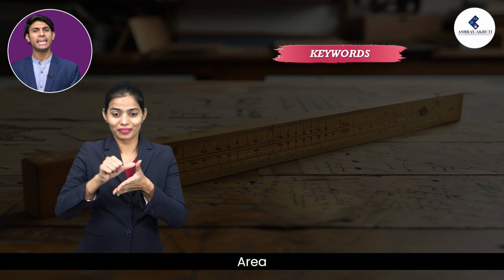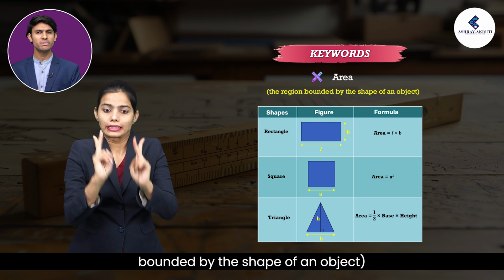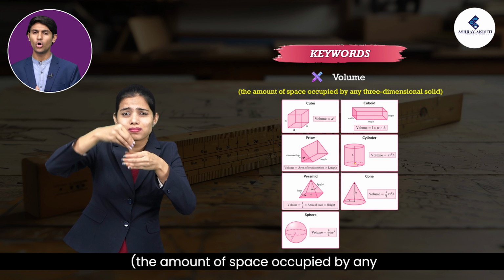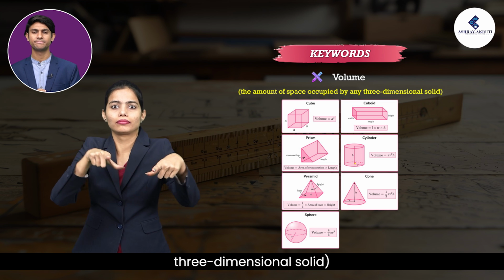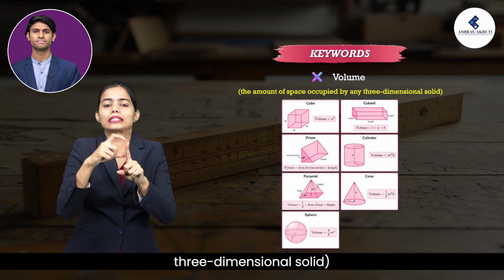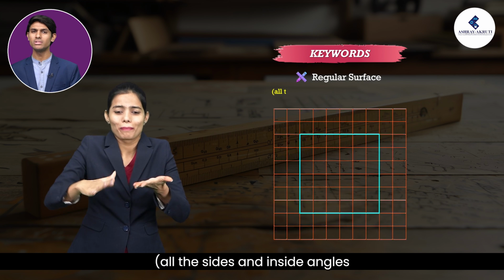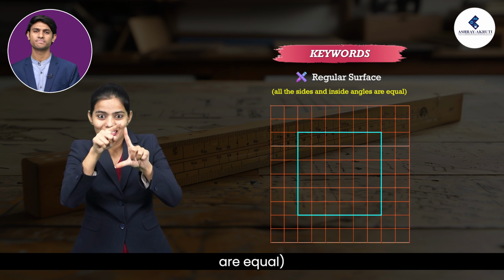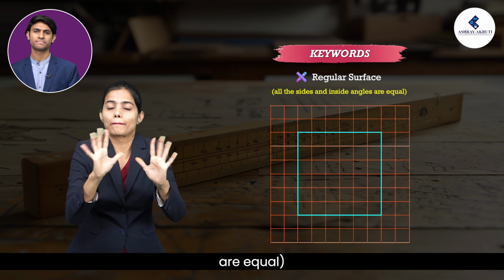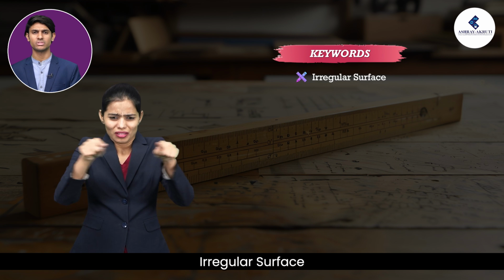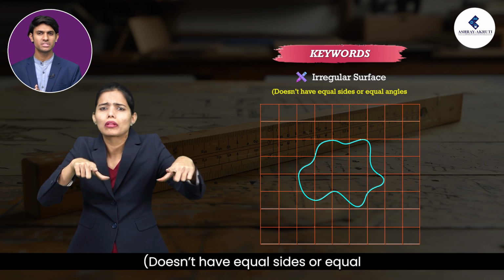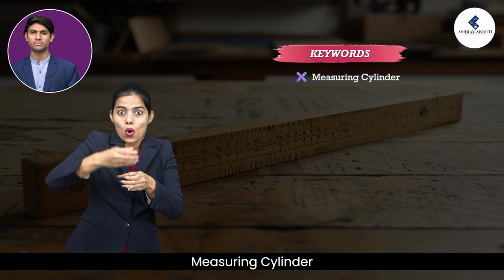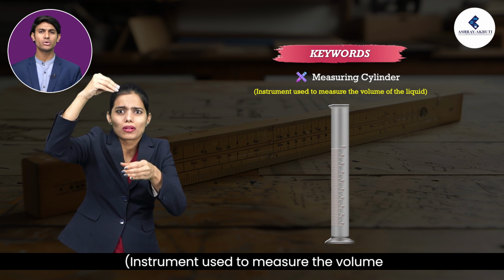Keywords. Area: the region bounded by the shape of an object. Volume: the amount of space occupied by any three-dimensional solid. Regular surface: all the sides and inside angles are equal. Irregular surface: doesn't have equal sides or equal angles. Measuring cylinder: instrument used to measure the volume of the liquid.